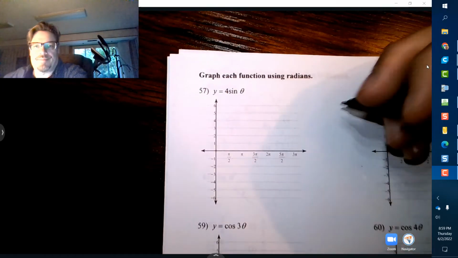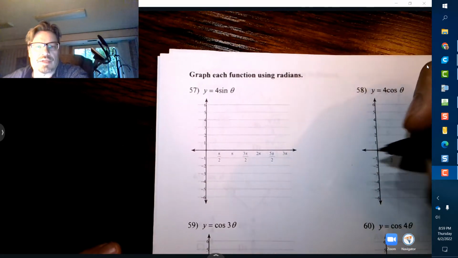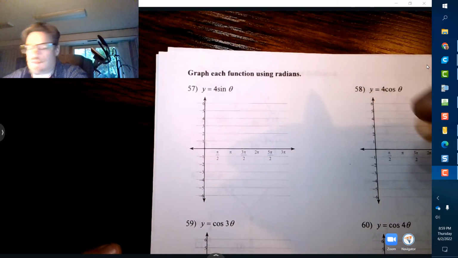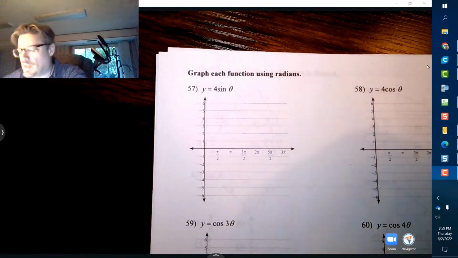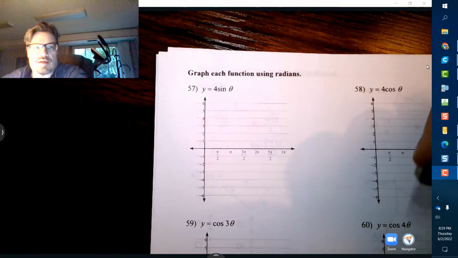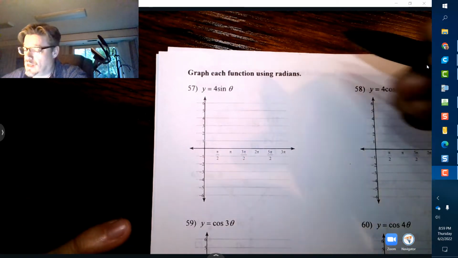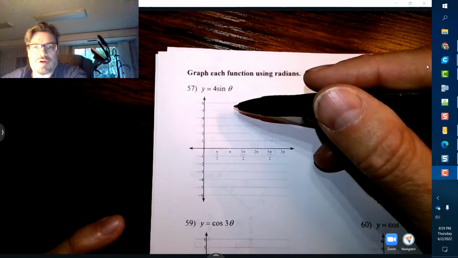Graphing trig functions is probably my favorite topic in Algebra 2, really. Especially when you apply them, but we just didn't have time to apply them. So anyways, they'll be applied next year in pre-calc. So for sine theta.